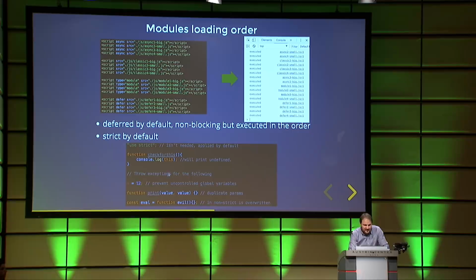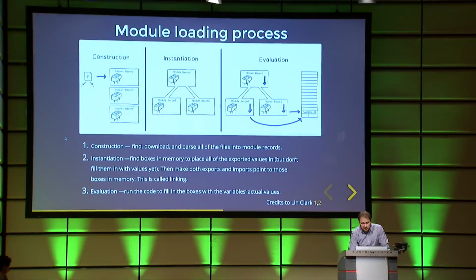So previously, yes, you could put some magic variables on the top level. In strict mode, you cannot do this, which means in module scripts, this particular syntax will always throw an error. The same goes for duplicate params in functions and everything. So yeah, they are strict by default. You don't need to put use strict anymore.